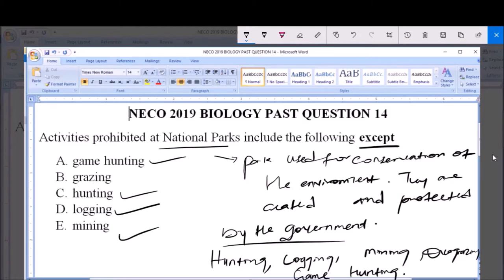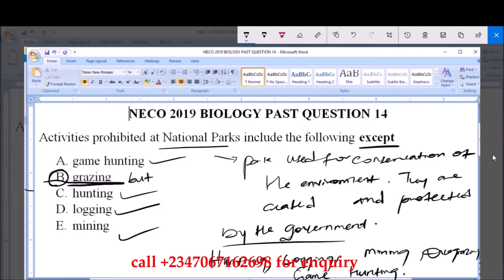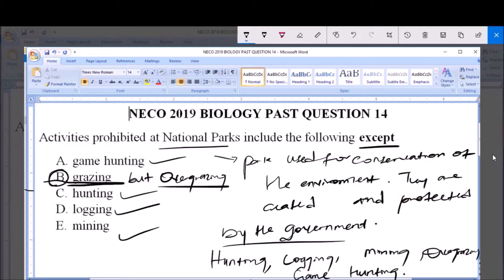Now option B here says grazing. Now grazing is not prohibited in a national park, but overgrazing is prohibited. So take note, grazing is not prohibited because grazing simply means animals feeding on grasses, and like you know, in national parks you find animals and these animals feed on grasses. That's grazing. But overgrazing is prohibited in a national park because a national park aims to conserve the environment, and overgrazing will deplete the environment. So grazing is the answer to this question. It is not prohibited in a national park. Option B is the correct answer.